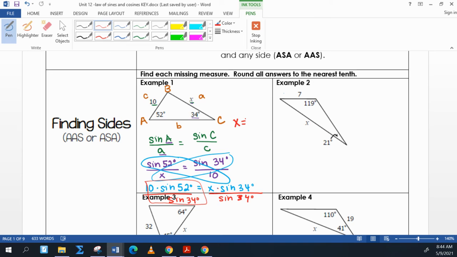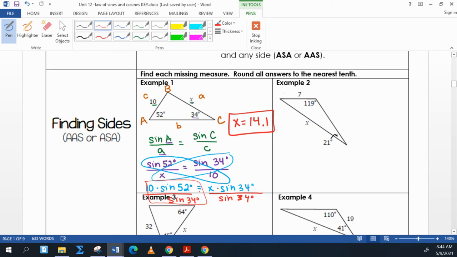All right, so I've got my calculator here. So we're just going to plug this in exactly how it is. We've got 10 times the sine of 52. I always hit enter right there, but if you don't, that's fine. Just close your parentheses. You could just hit enter and then divide it by the sine of 34. And my calculator tells me x is equal to 14.09. We're just going to round it to 14.1.